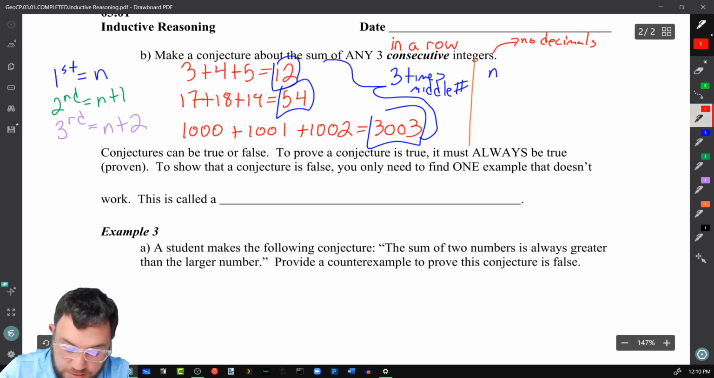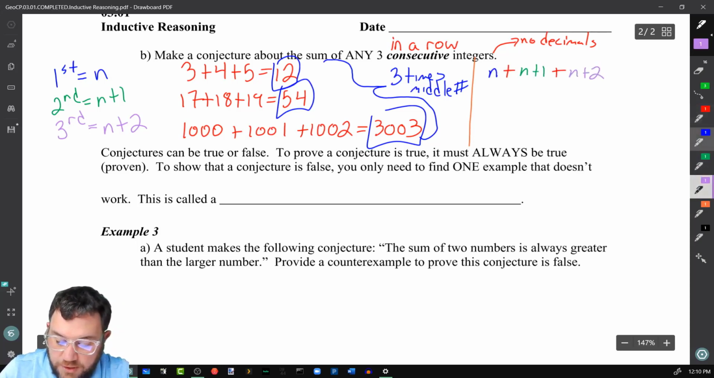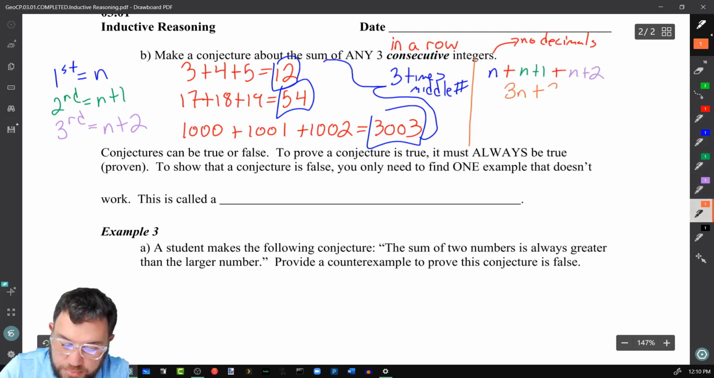Okay, n plus n plus 1 plus n plus 2. When we combine our like terms, that's going to give us 3n plus 3.